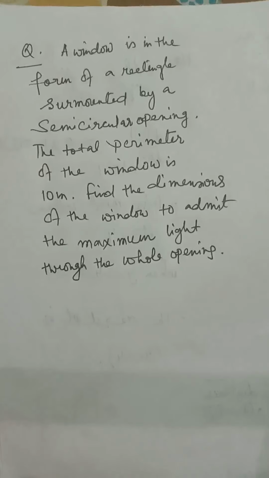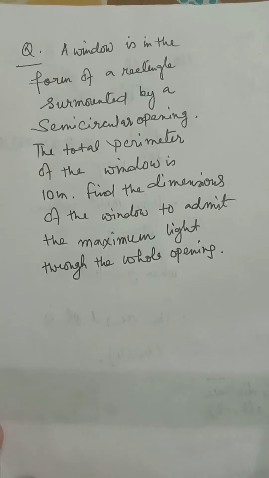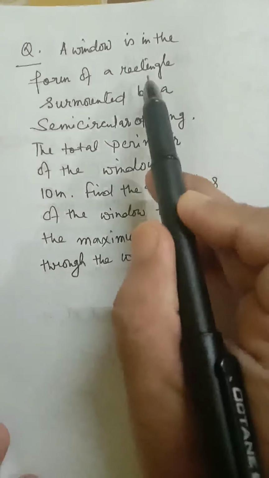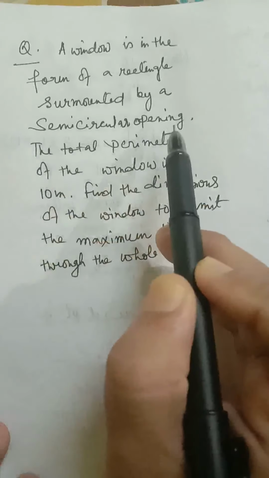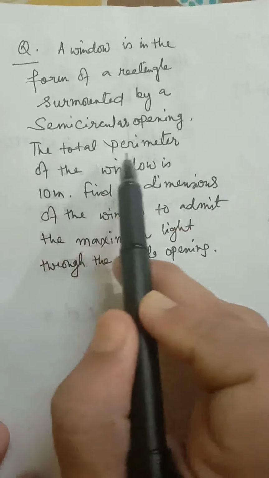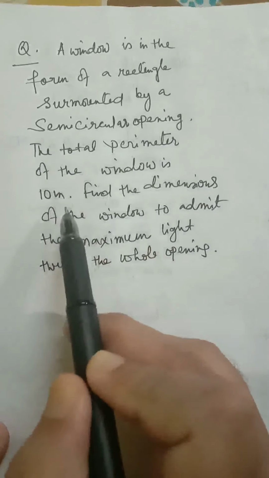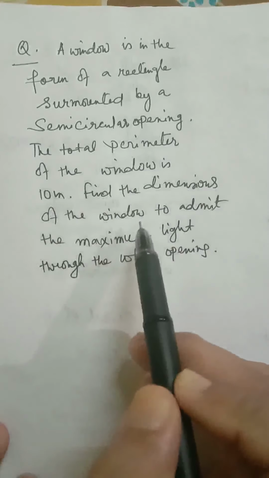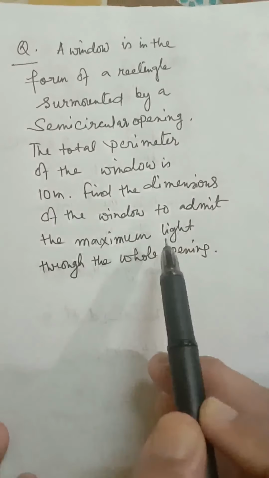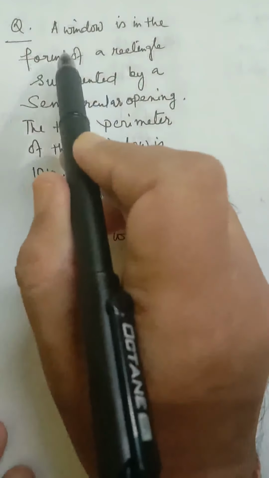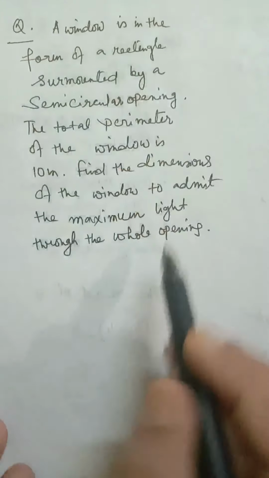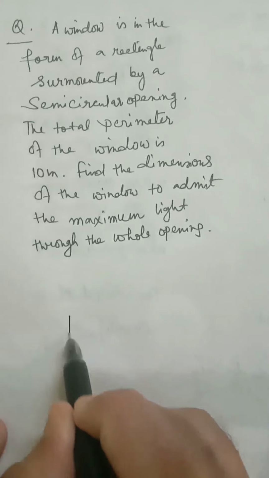Our next question is from the NCERT book. A window is in the form of a rectangle surmounted by a semicircular opening. The total perimeter of the window is 10 meter. Find the dimensions of the window to admit maximum light through the whole opening. What is the shape of the window? It is in the form of a rectangle surmounted by a semicircular opening.